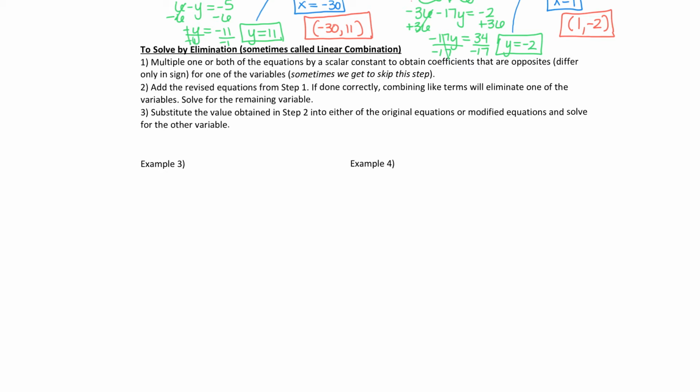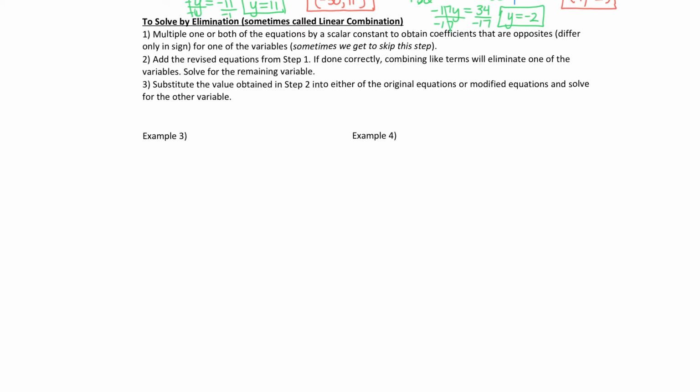If done correctly, combining like terms will eliminate one of the variables. Then you can solve for the remaining variable. Your last step is to substitute the value obtained in step 2 into either the original equations or the modified equations and solve for the other variable. Let's take a look at an example.